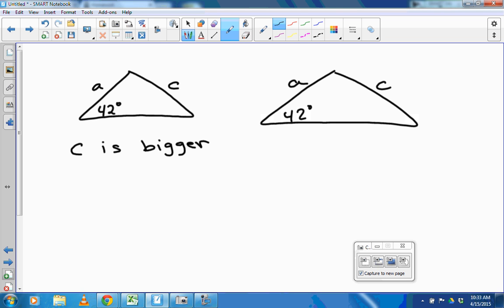If C is bigger, it's one triangle. Okay? So if that's the bigger side, it's just one triangle. You don't have to do anything. You have to probably solve it. Now, what happens if A is bigger? Or let's just say this, C is smaller.